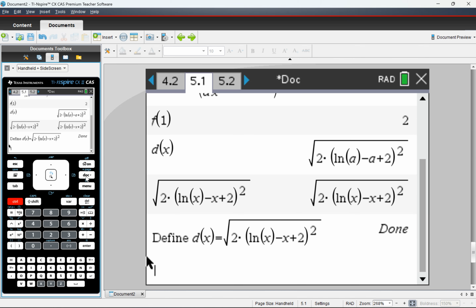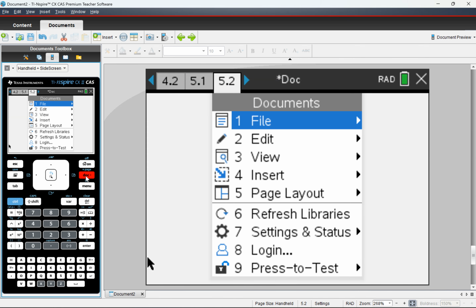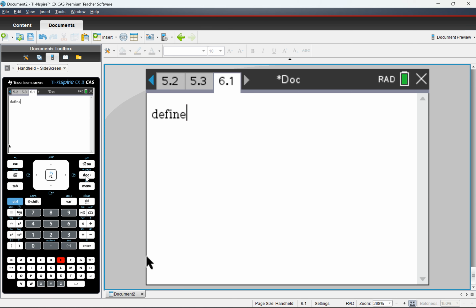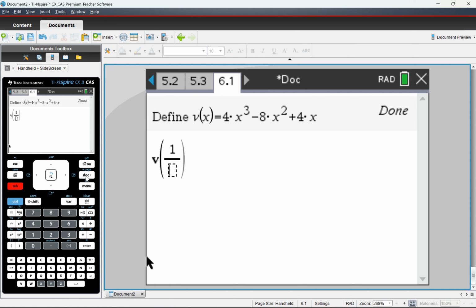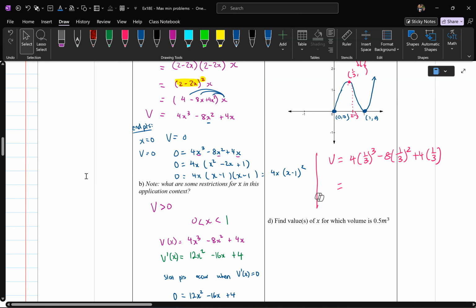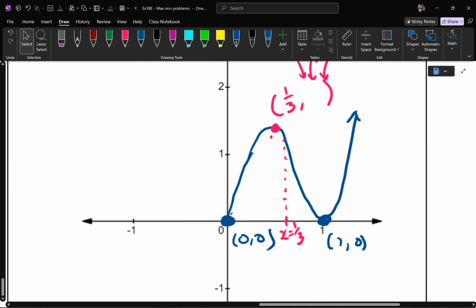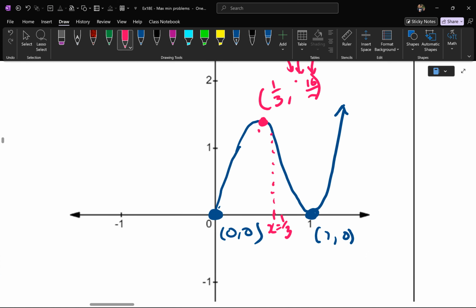All right, let's do a new problem. Calculator, let's define v of x is equal to 4 times x cubed minus 8 times x squared plus 4 times x. And we're finding v of 1/3. 16 on 27. So that means this is 16 on 27.